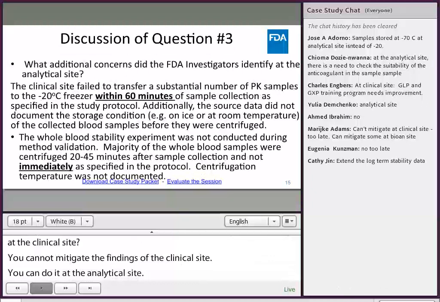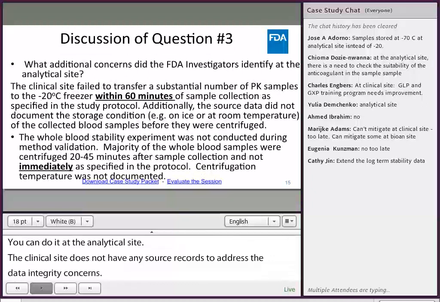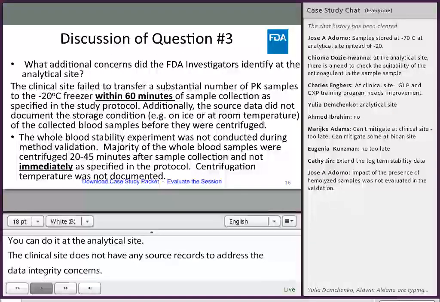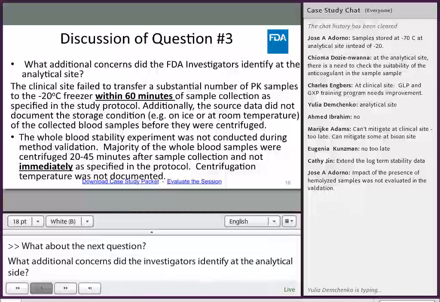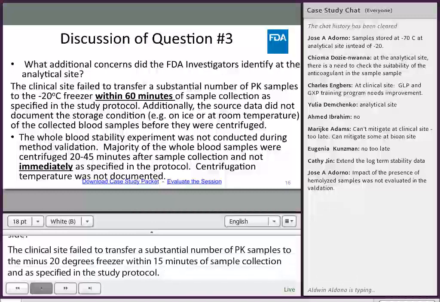So, what about the next question? What additional concerns did FDA investigators identify at the analytical site? The clinical site failed to transfer a substantial number of PK samples to the -20° freezer within 60 minutes of sample collection as specified in the study protocol. Additionally, the source data did not document the storage condition, example on ice or at room temperature, of the collected blood samples before they were centrifuged.